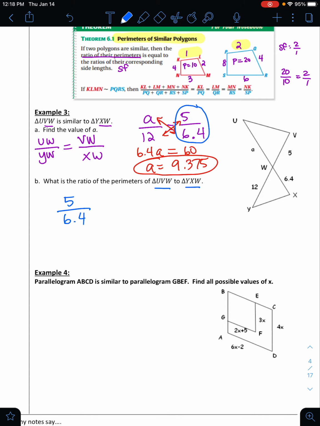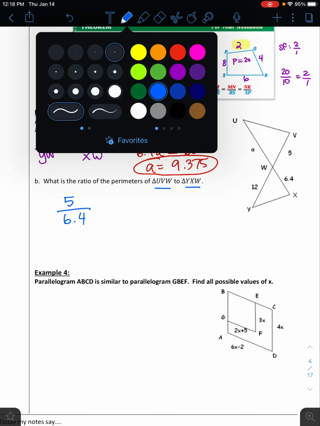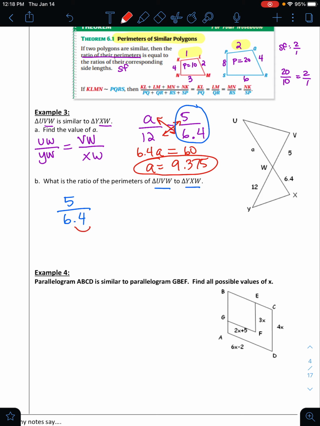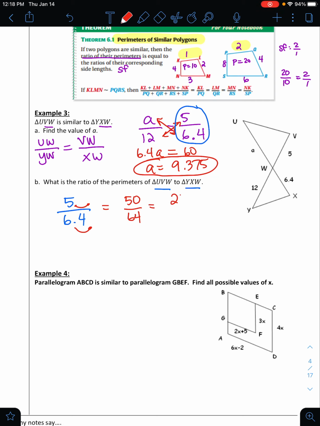You could use your calculator, or what you could do is multiply both by 10, so I'm moving the decimal over, and I would get 50 over 64, and then I could reduce that down, okay? So this turns out to be a 25 over 32 ratio. That's a cleaner fraction rather than a decimal within a fraction.